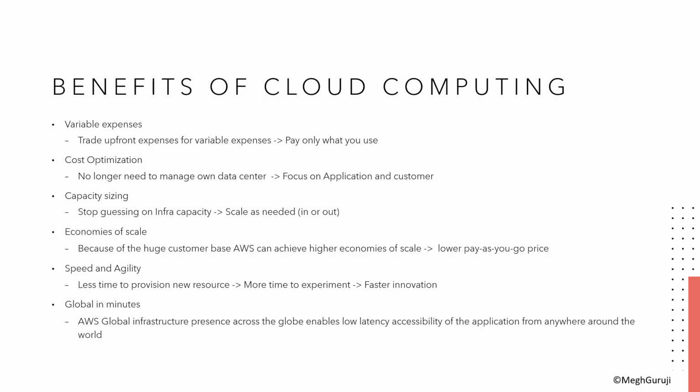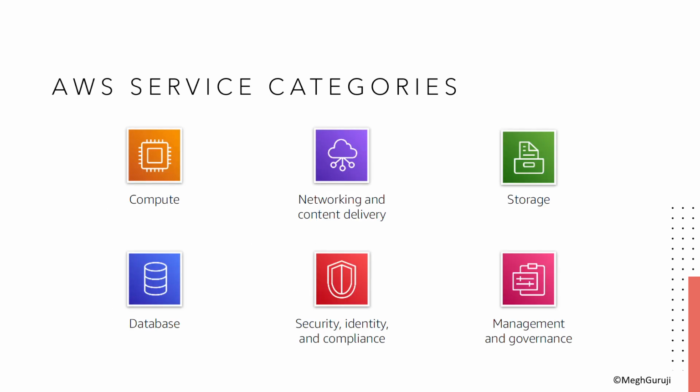Global in minutes: AWS global infrastructure present across the globe enables low latency accessibility of the application from anywhere around the world. So if I deploy my application with the AWS cloud, I can make sure that it will be available everywhere in the world with low latency, because of the huge presence of AWS cloud across the globe.